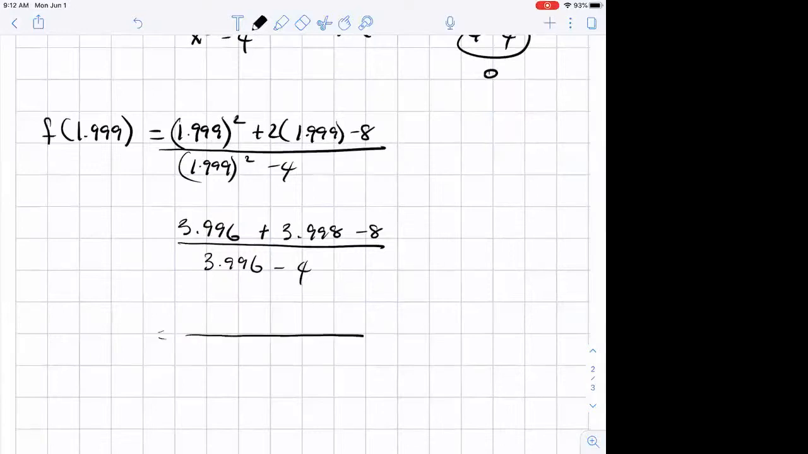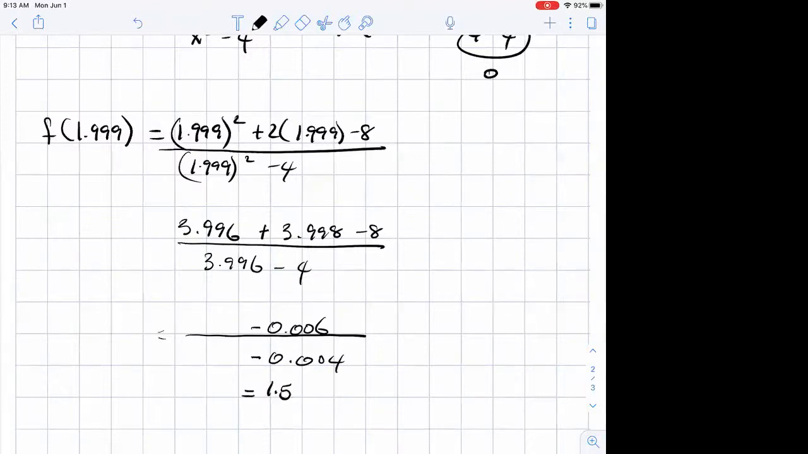So this here, if we add up those numbers, 3.996 plus 3.998 minus 8, this is negative 0.006. And in the bottom now, if we have 3.996 minus 4, this is approximately negative 0.004. And if we do 0.006 divided by 0.004, this is positive 1.5.